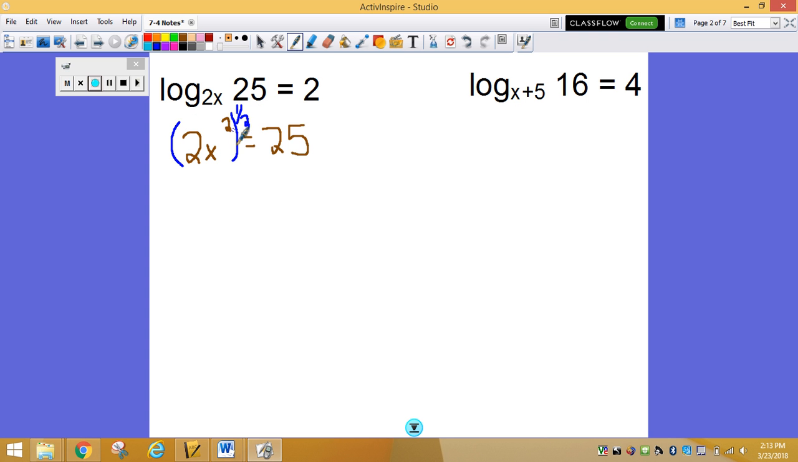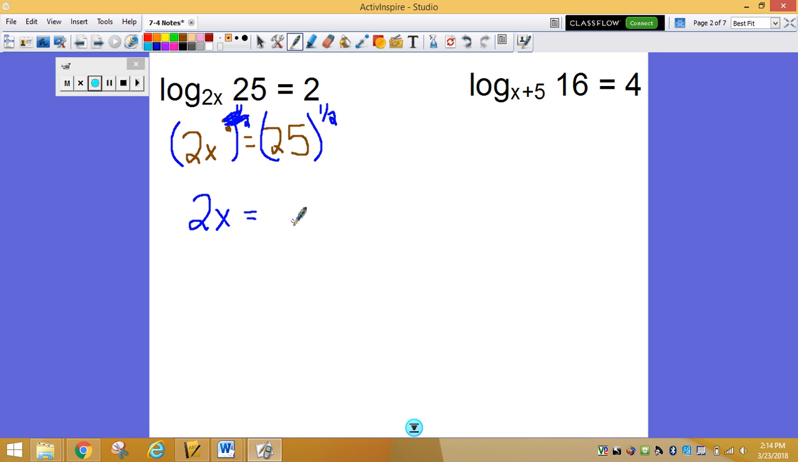But if I multiply this side by 1/2, I have to multiply this side by 1/2 also. Or not multiply, I'm sorry, that's totally the wrong word. If I raise this to the 1/2 exponent, I have to raise this side to the 1/2 exponent. So again, 2 and 1/2, those are going to cancel out. So over here I just have 2x.